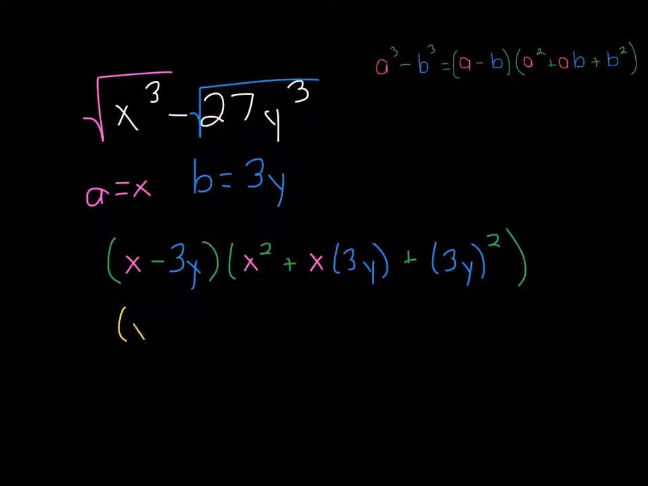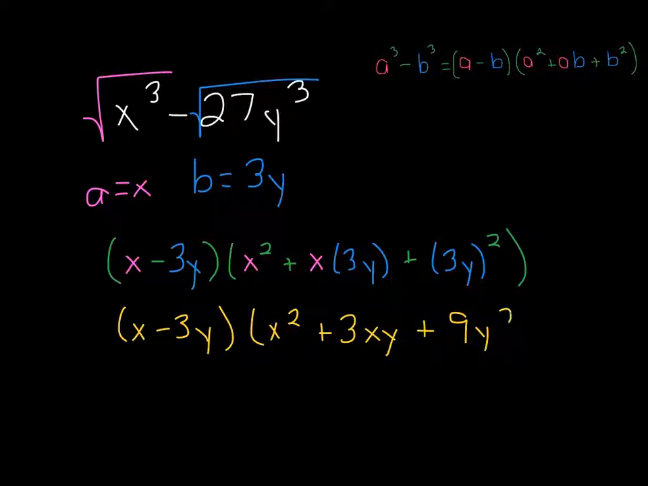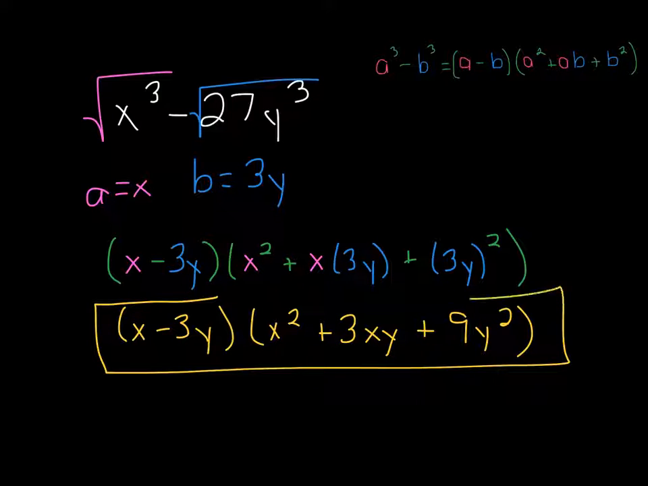We have x minus 3y, and then x squared, plus, let's put the number up front again, 3xy, plus 3y squared would be 9y squared. And that's our factored form.